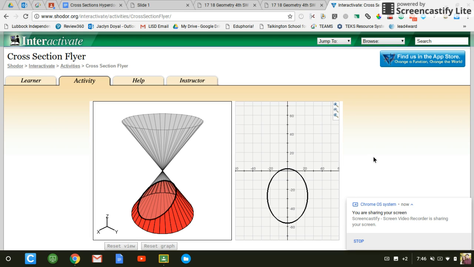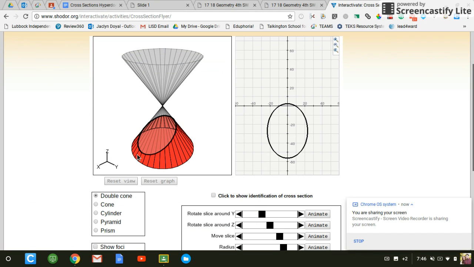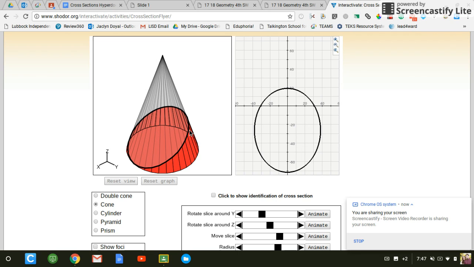Go to this interactive website. You should pull it up, and it would look something like this with a double cone. I want you to play around with some of the different shapes. So probably cone, cylinder, pyramid, and prism are the most important ones. So let's say, for example, you pick cone.